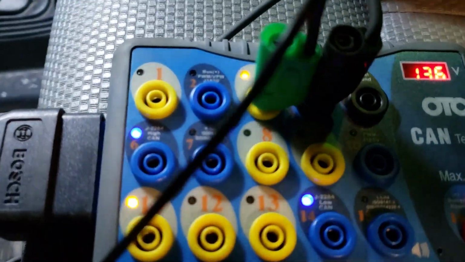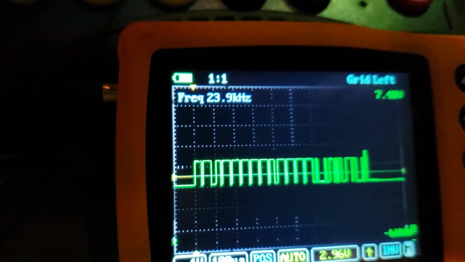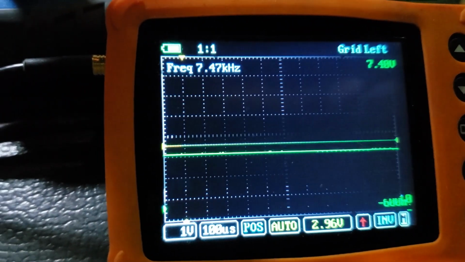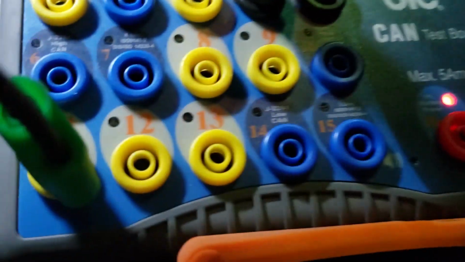At this point, I decided let's take a look and see what the scope shows us on terminals 3 and 11. This is the medium-speed CAN. This is medium-speed CAN high. And this is medium-speed CAN low. And both these signals look good.